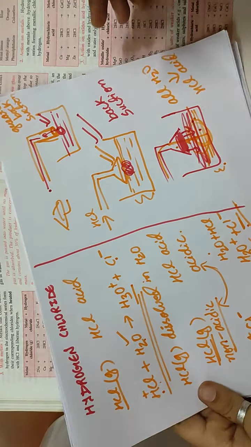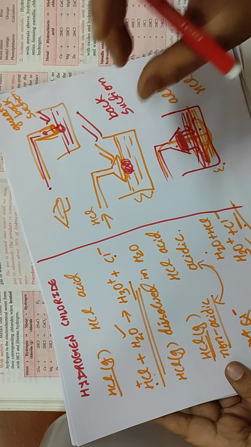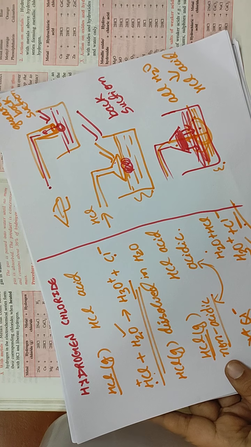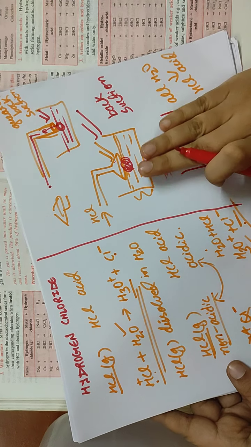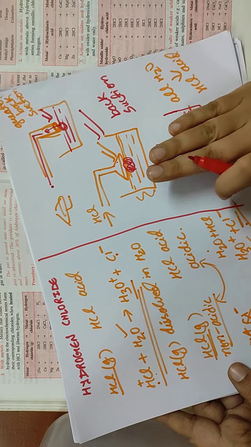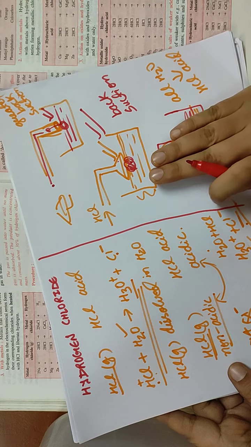Clear? Many times this question is asked in boards, why we use funnel arrangement for preparation of HCl acid. The same thing is repeated in the ammonia chapter, and there I won't repeat this topic. So you understand here only.